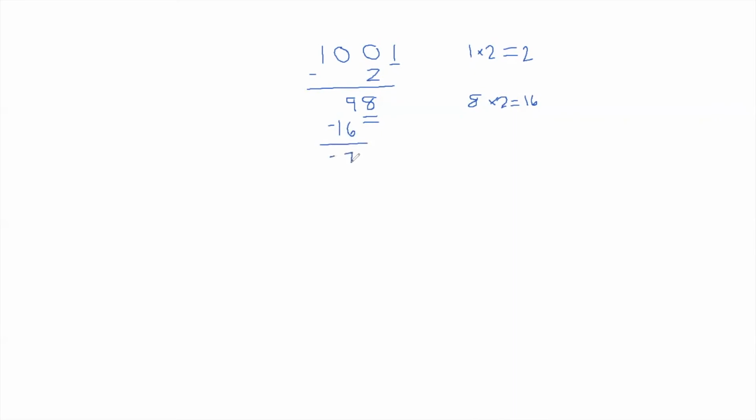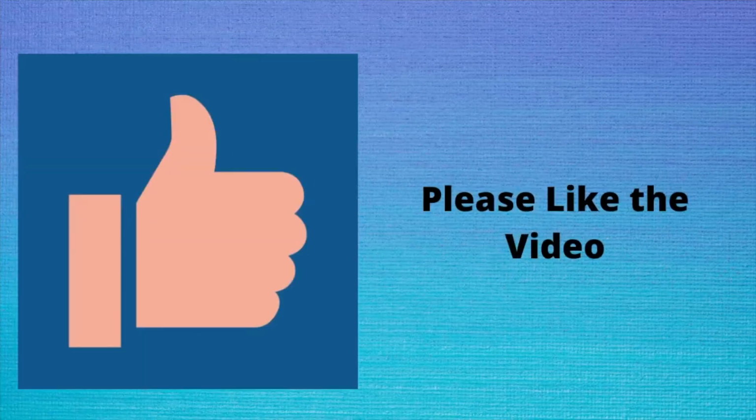And now we know that negative 7 is negative 1 times 7. So we know that 1001 is divisible by 7. An interesting fact about 1001 is it's a palindrome number.